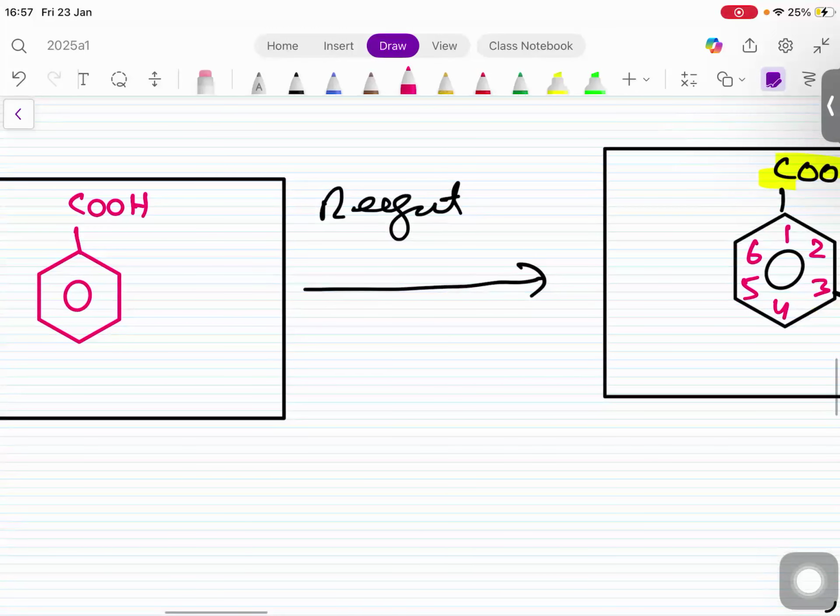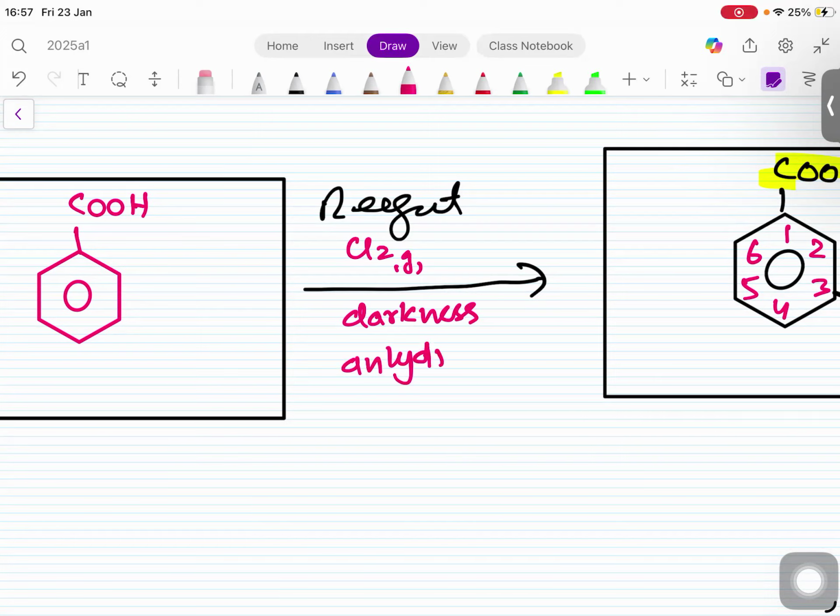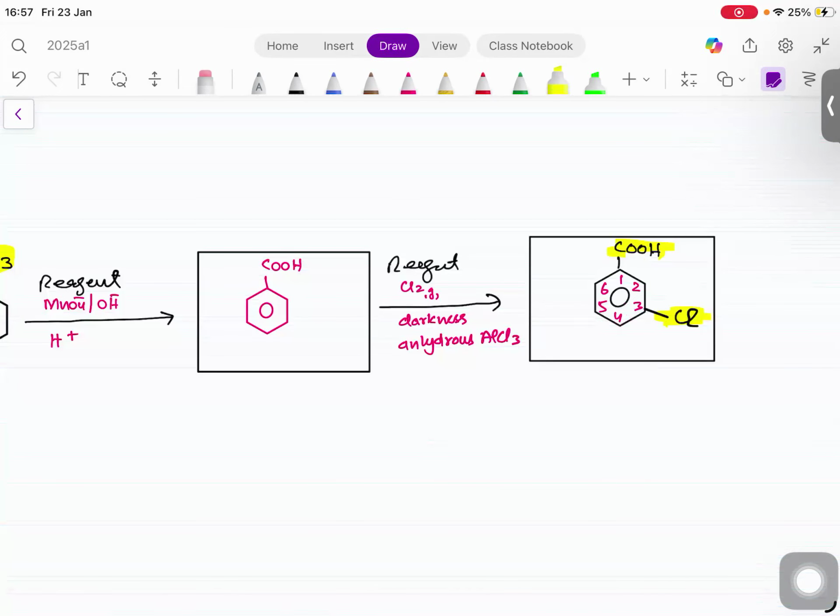Now if I react it with Cl2, darkness, anhydrous AlCl3 catalyst, then what happens? COOH has further substitution at 3-chloro, right?